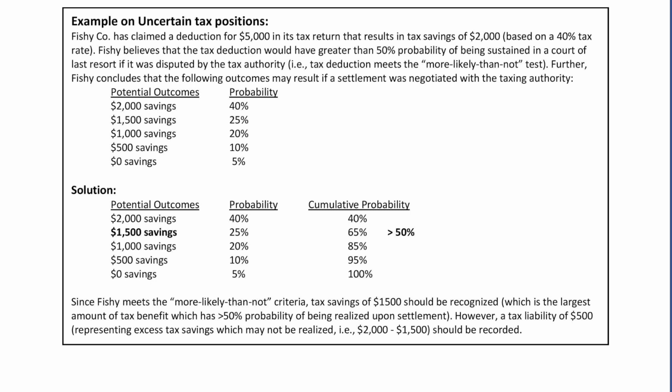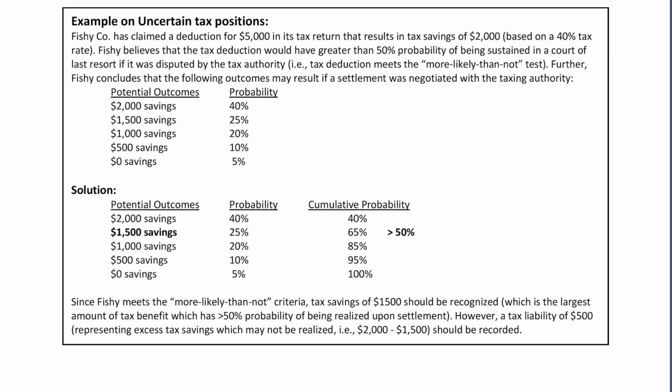So guys, step number 1, that sounds good. Fishy would be able to sustain it in court. But does Fishy want to go to court? No. So in step number 2, we're going to look at what's going to happen if Fishy tries to settle it with the taxing authority. It says, further Fishy concludes that the following outcomes may result if a settlement was negotiated with the taxing authorities. So we have potential outcomes and the probability for each outcome.